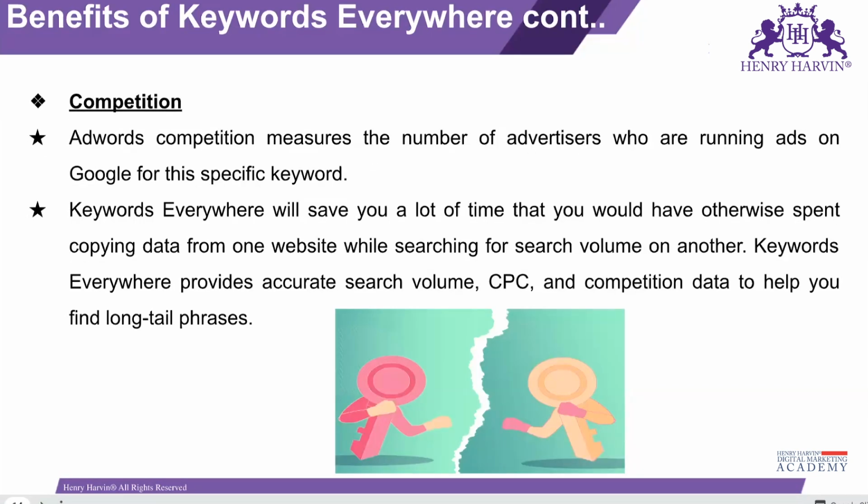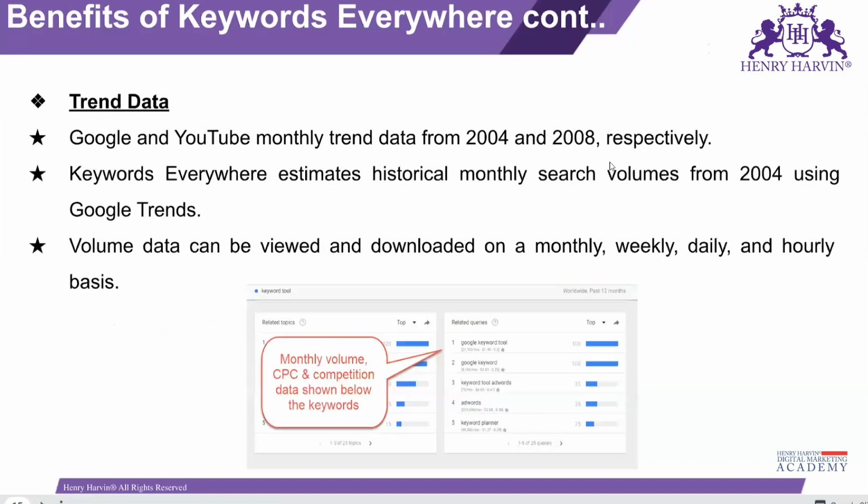Competition is related to the number of advertisers using that keyword for running ads. Trend data is the data from Google and YouTube related to particular years, showing how the search volume differs across these years on different kinds of platforms. Volume data can be viewed and downloaded monthly, and you can adjust the settings from the keyword tool, where you can see the number of times a particular keyword is searched in a particular month.